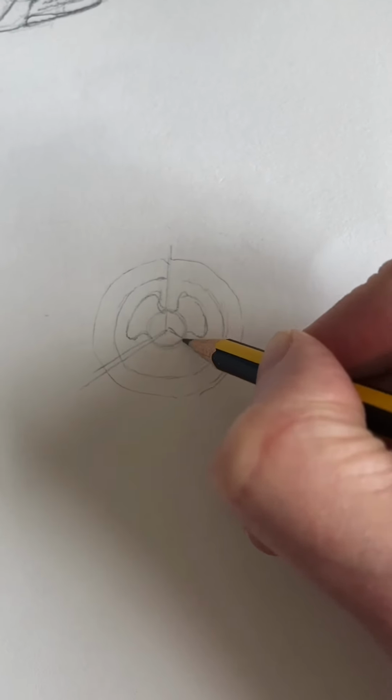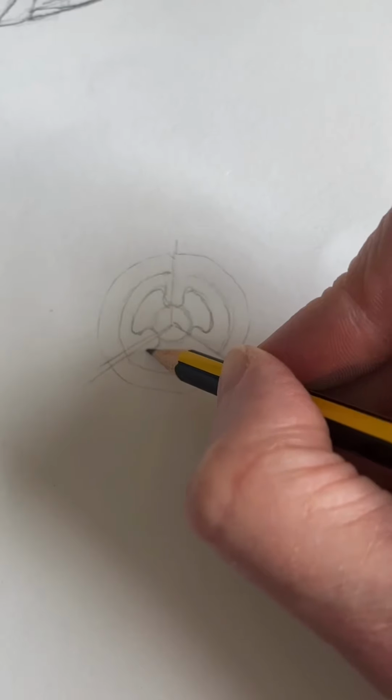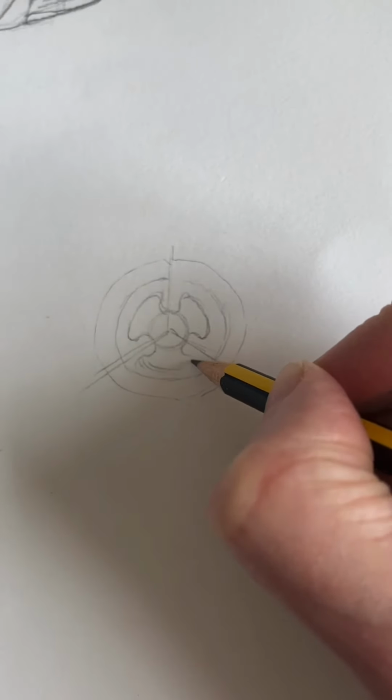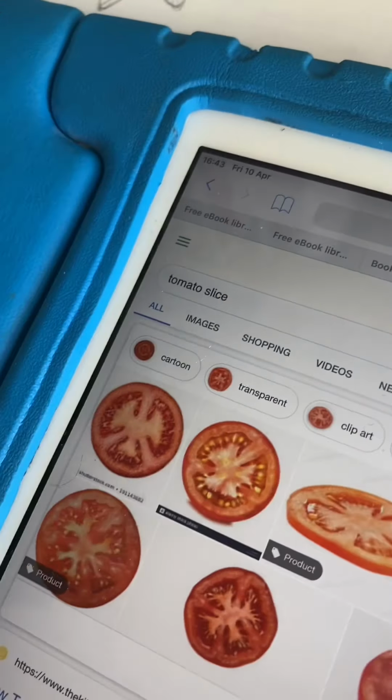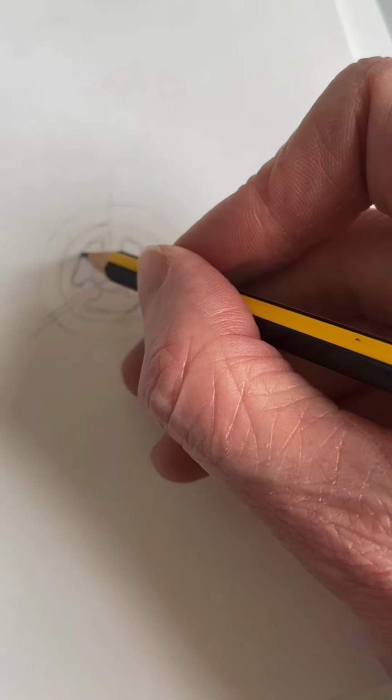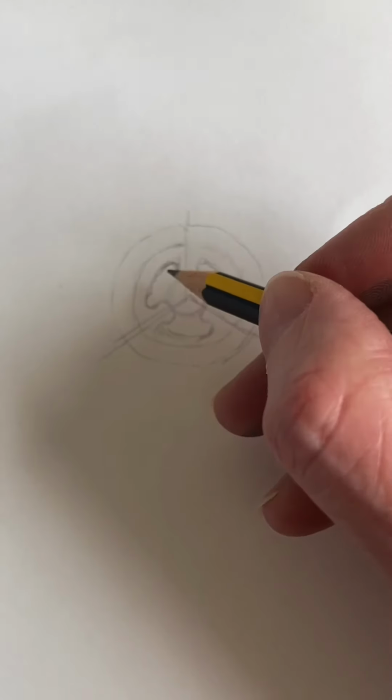I'm going to repeat that three times. It's organic, so kind of a degree of variation, remember. Look back at the reference material. It's not particularly even. Places they undulate a little bit, so I'm going to put that into it.